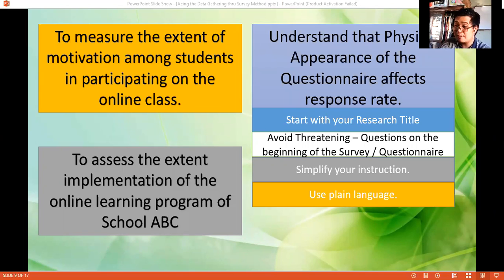Ngayon, ang dapat nating gawin, i-eliminate siya as much as possible. That is why we are using 1, 2, 3, 4 or 1, 2, 3, 4, 5, 6. Ngayon, kung gusto mong mag-5, ang gagawin mo ay 5, 4, ganun pa rin, 4, 3, 2, 1, tapos maglagay ka ng 0. Okay? Kasi yung 0, no value sa survey. Pwede nyo gawin yon. Or lagay nyo NA, not applicable. Remember that the physical appearance of the questionnaire affects the behavior of your respondents. Avoid threatening questions, mamaya explain ko yan, and then simplify your instruction and then use plain language.